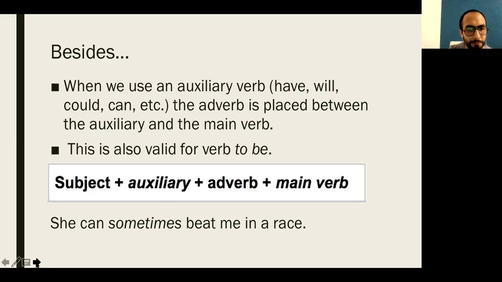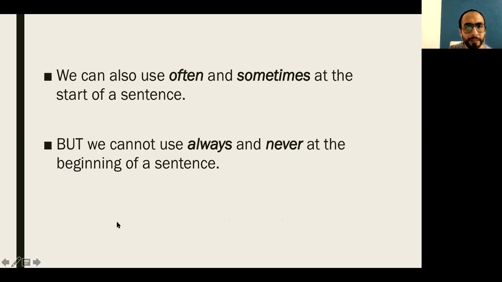Okay, so well, this is very interesting. We can also use often and sometimes. Do you remember 70% and 50% of times? We can use it at the start of a sentence, okay? But we cannot use always 100% and never 0% at the beginning of a sentence, okay? This is important. So remember that, okay?